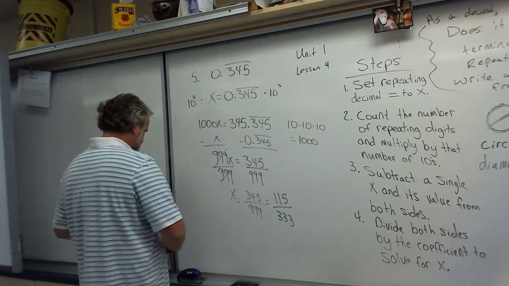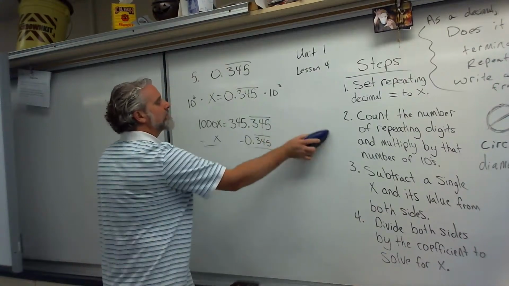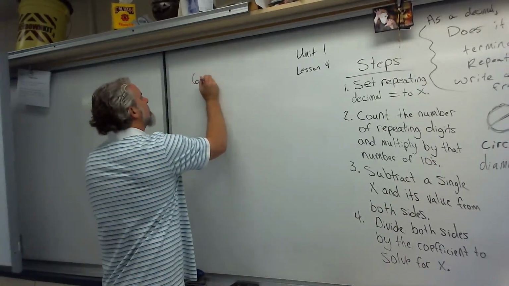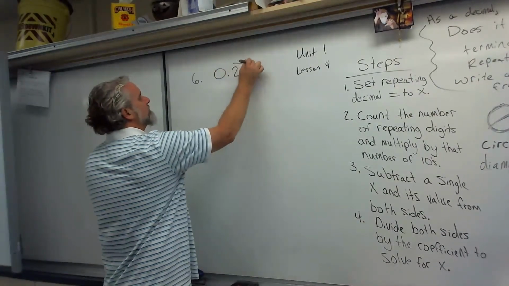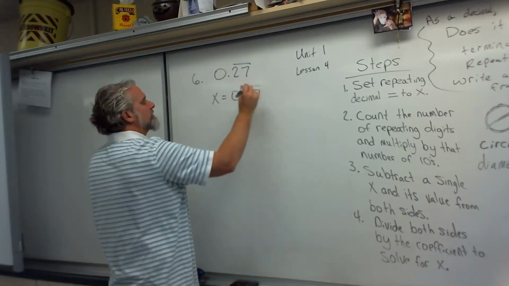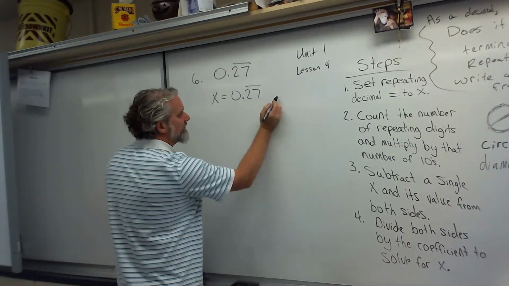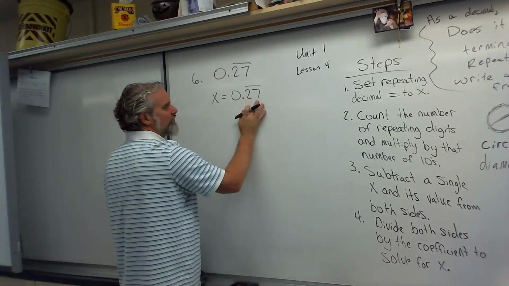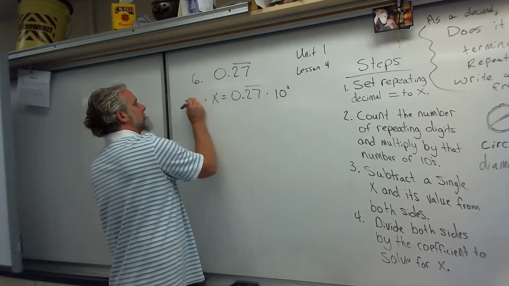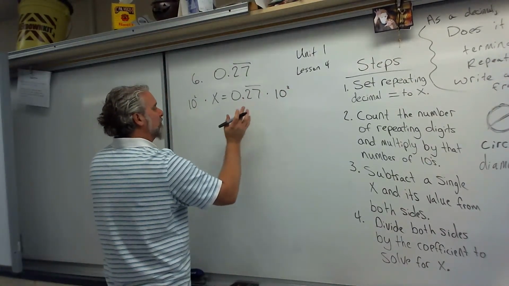That's problem number 5. One left. Number 6. 0.27 repeating. So step 1, set it equal to x. x equals 0.27 repeating. Now see how many digits are in the repeating sequence. We have a 2, 7, 2, 7, 2, 7 sequence. So that's 2 digits. So we're going to multiply by 10 to the second power on both sides. 10 to the second power is 10 times 10, which is 100. So I'm going to multiply by 100 on both sides.